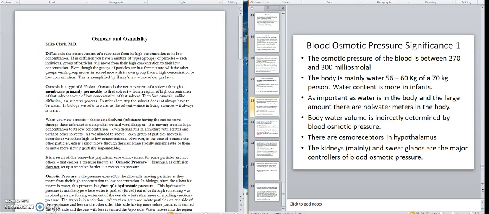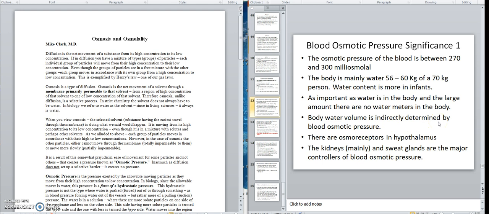That's a lot of water, but there's no way for the body to determine how much water. Well, how does it do it? The body water volume is indirectly determined by blood osmotic pressure. Let me say that again. As important as water is in the body, and the majority of the body is water, there's no direct determination of water volume in the body. It is indirectly determined through osmotic pressure.